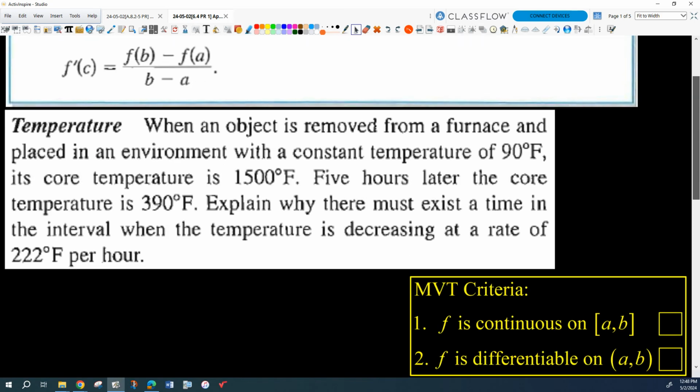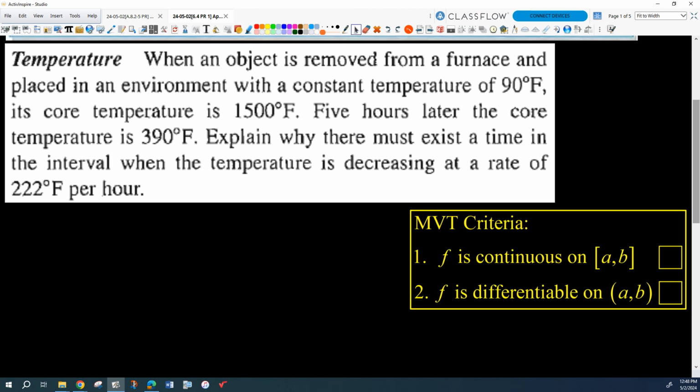This is really cool that we can. When an object is removed from a furnace and placed in an environment with a constant temperature of 90 degrees Fahrenheit, its core temperature is 1500 degrees Fahrenheit. 5 hours later, the core temperature is 390. Explain why there must exist a time in the interval when the temperature is decreasing at a rate of 222 degrees Fahrenheit per hour. What would I do?